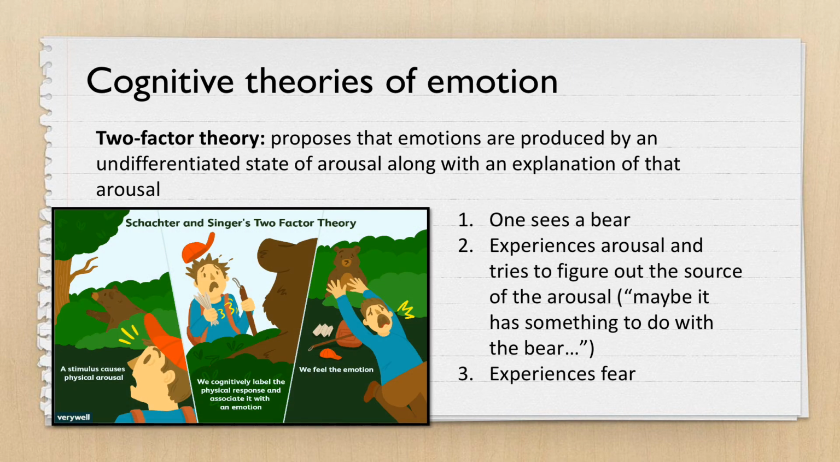Let's see an example. Okay, unfortunately, you see a bear again. You experience arousal and try to figure out the source of the arousal. Maybe it has something to do with the bear. After you figured out the source of the arousal, you experience the feeling, oh, when I see a bear, I feel fearful.